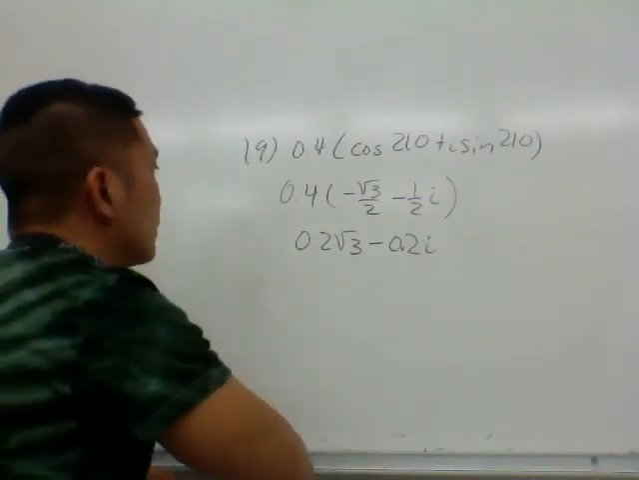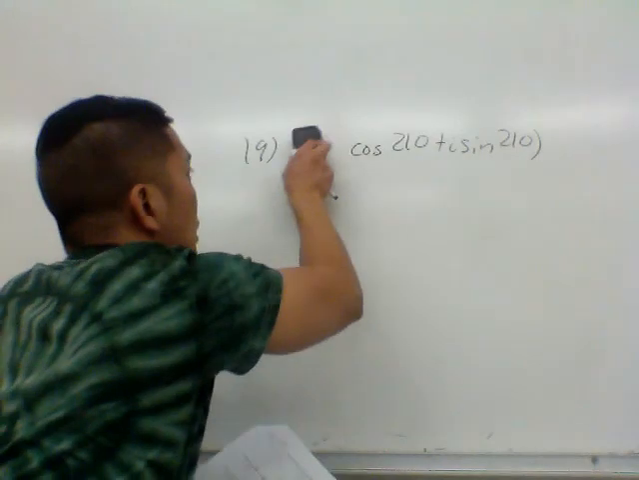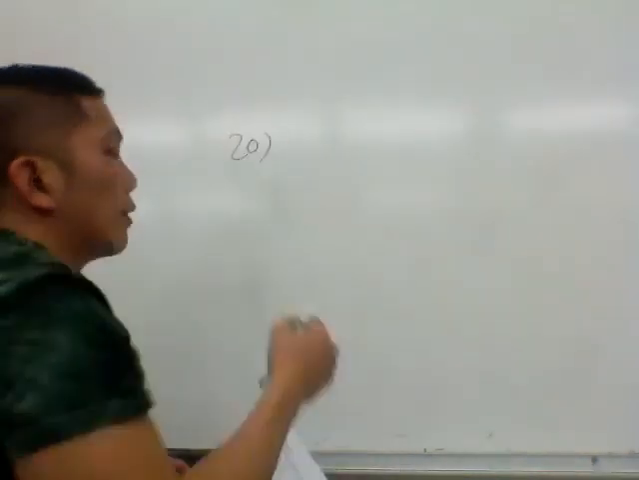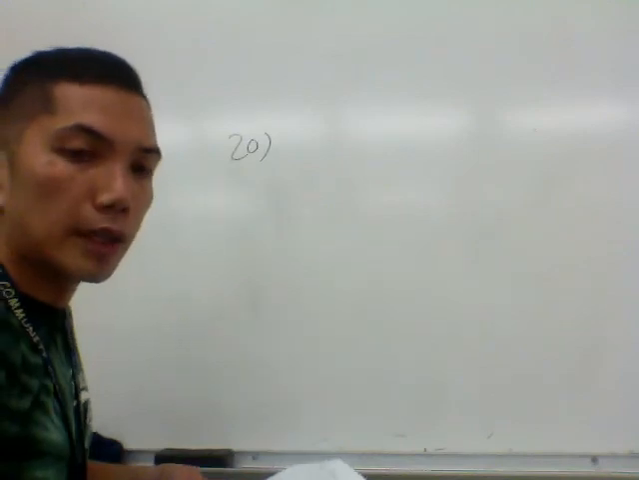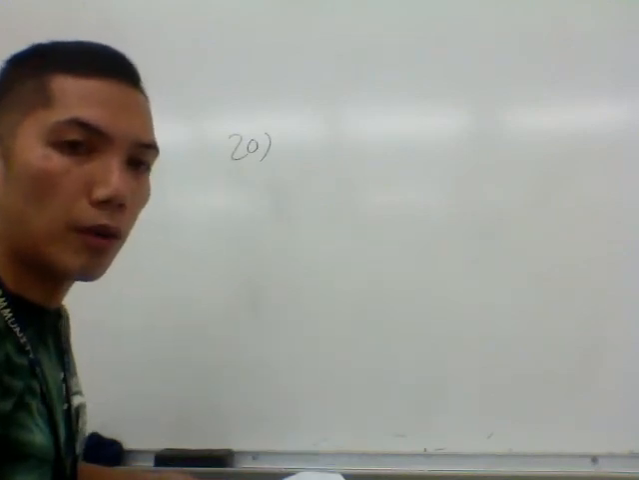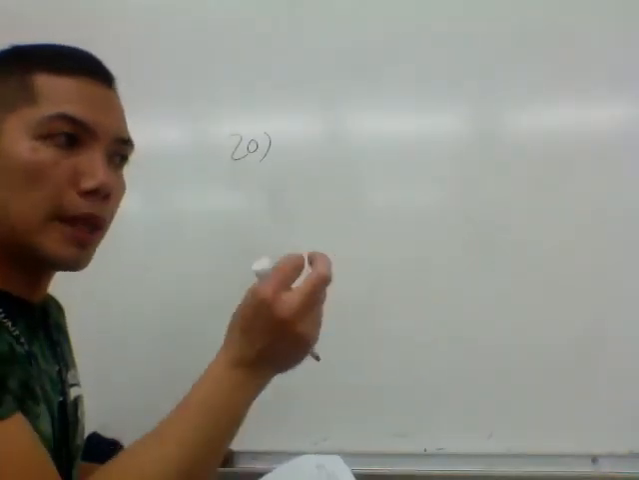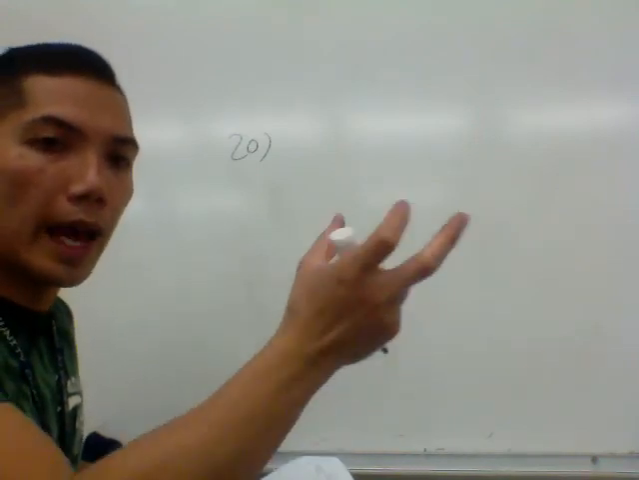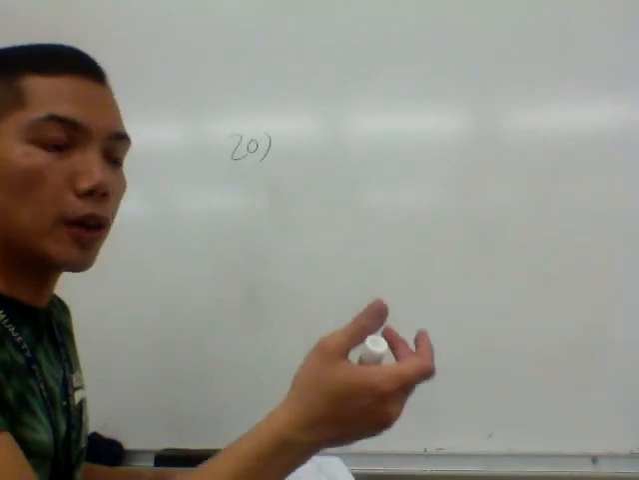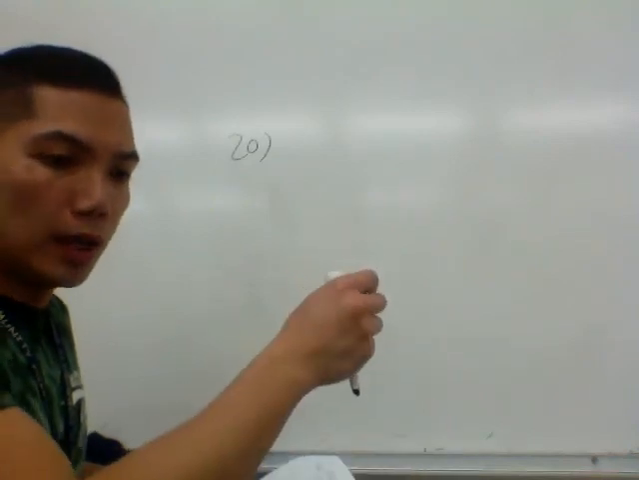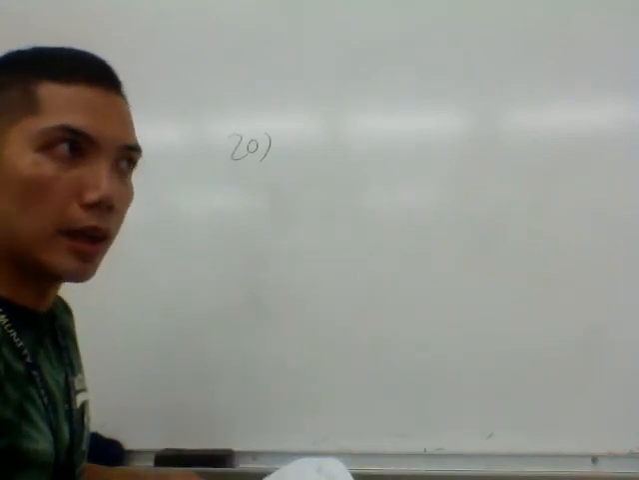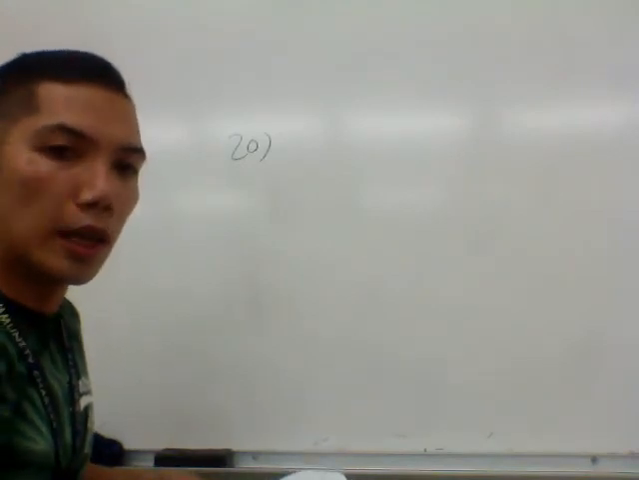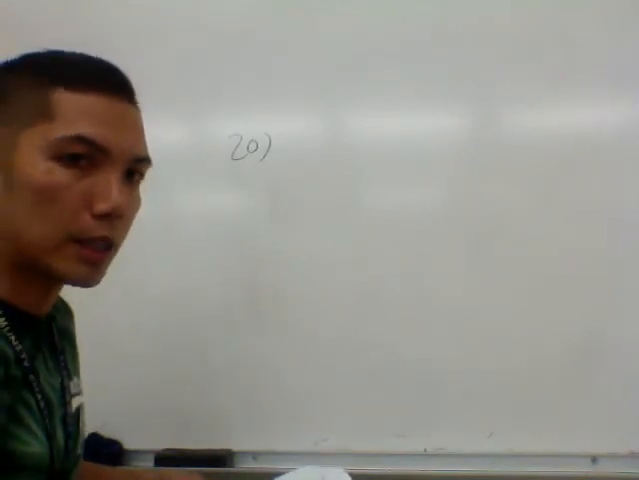Okay, number 20. You just have to follow the convention of multiplying and dividing complex numbers in polar form. When you find the product, you multiply the r's and then add the angles. When you find the quotient, you divide the r's and then subtract the angles. Just look in the other video for a more detailed explanation.